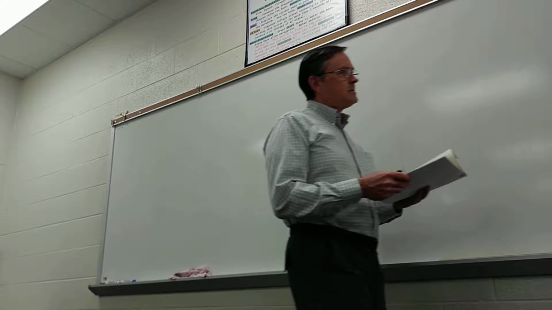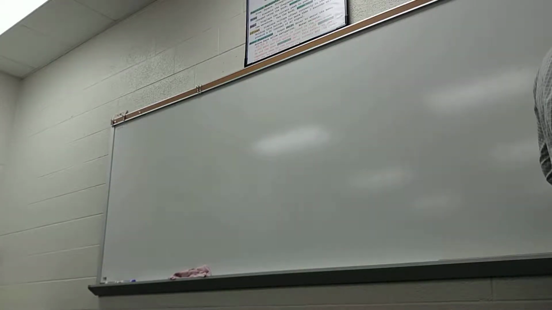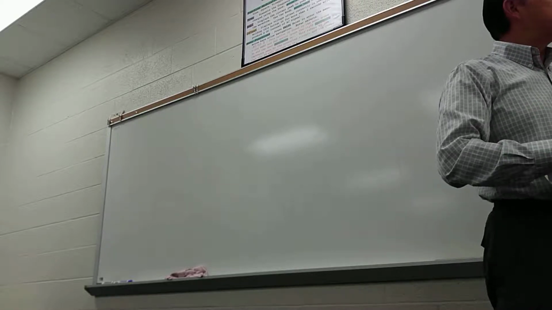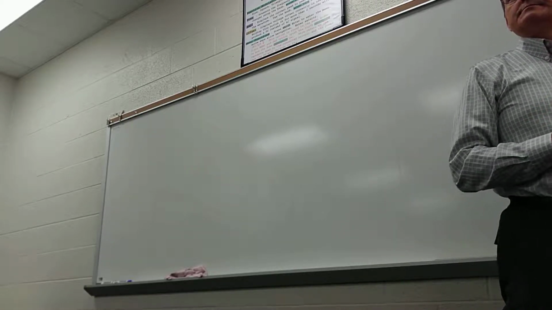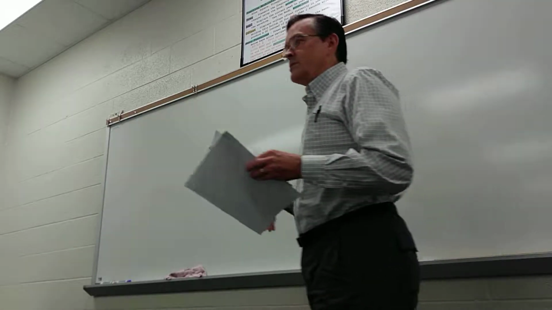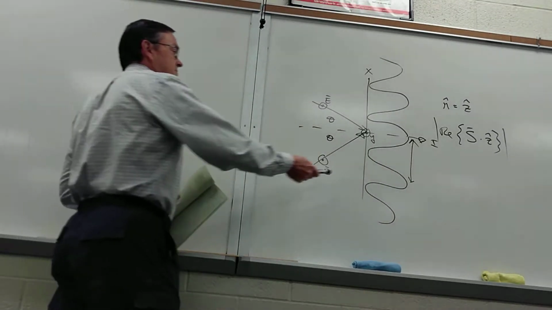Well, we're trying to find the irradiance in this plane, the XY plane. In that case, the surface normal is z hat. We've gotten the complex Poynting vector, and we need to dot it into z hat, take the real part, take the absolute value, and that will tell us what the irradiance is in that plane. If you follow the math, it'll all work itself out. What you end up getting is this linear fringe pattern.